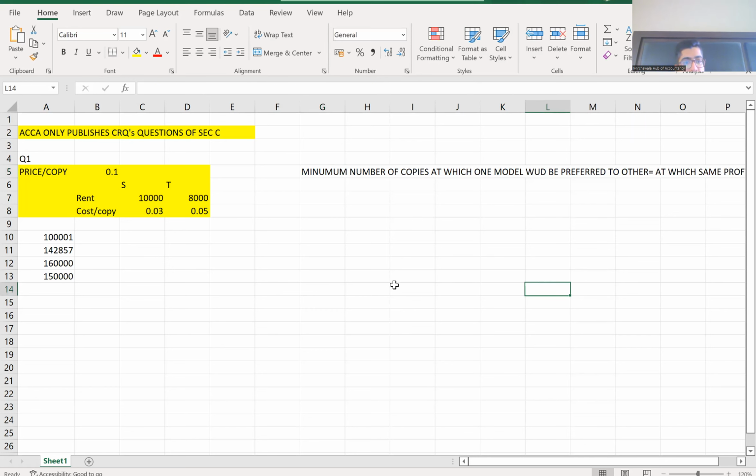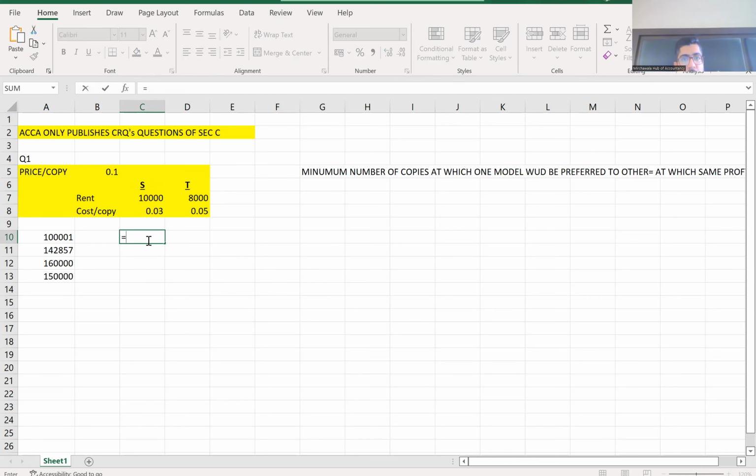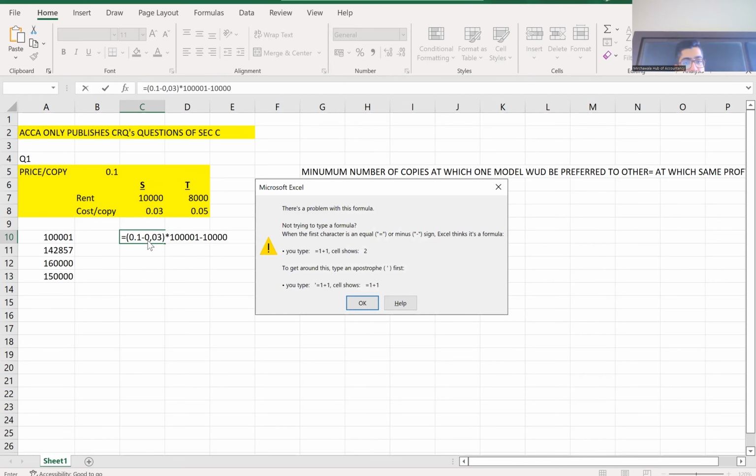Both produce the same profit. So let's check the profit of models S and T. Let's suppose there are 100,001 copies. Please pay attention to the working. At 100,001 copies, what is the profit of S? Selling price is 0.1, and for S the variable cost is 0.03. So deduct the variable cost from the selling price to get contribution per copy, into how many copies? 100,001, less fixed cost, which is the rent of 10,000.